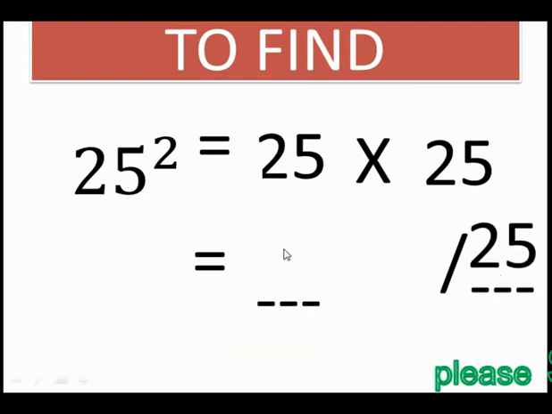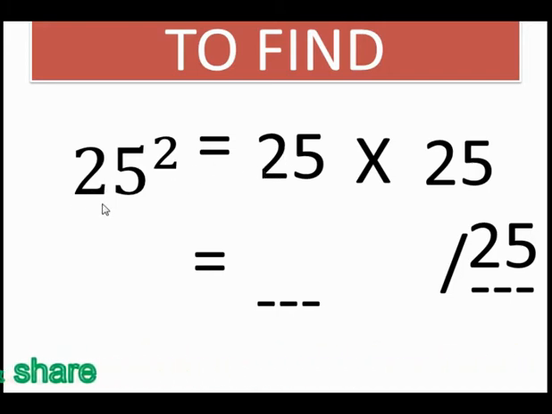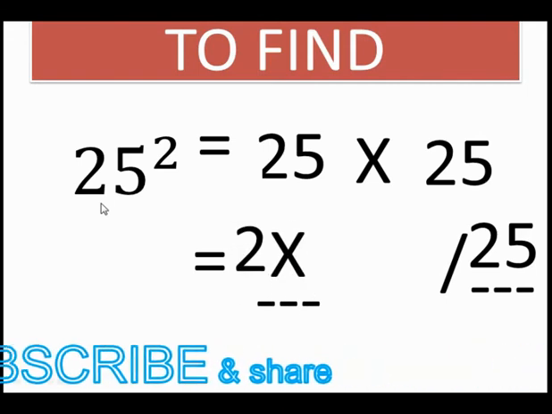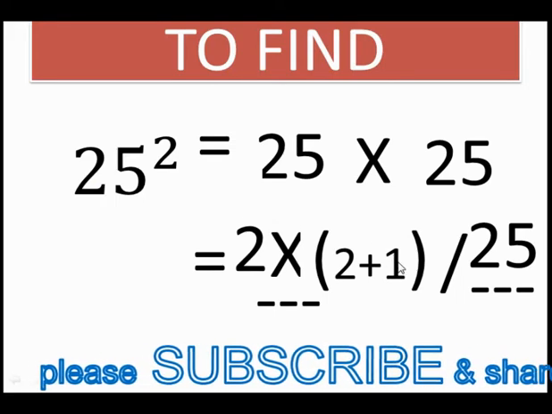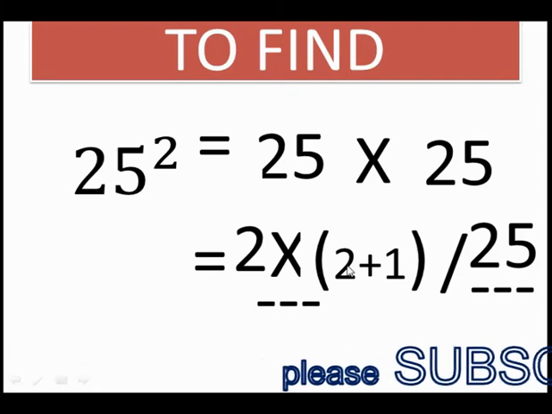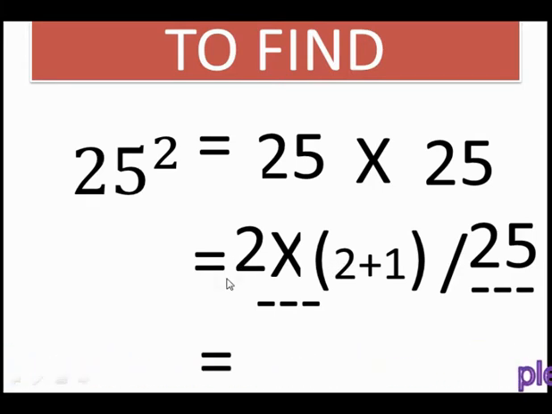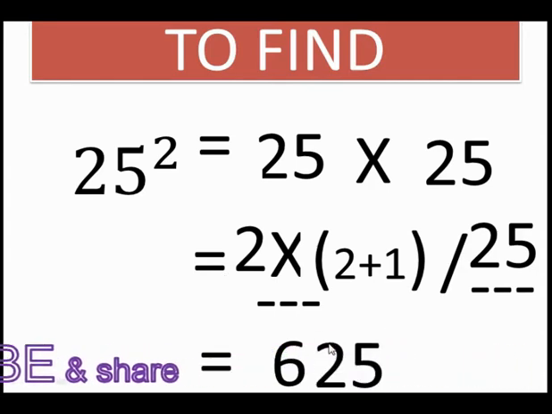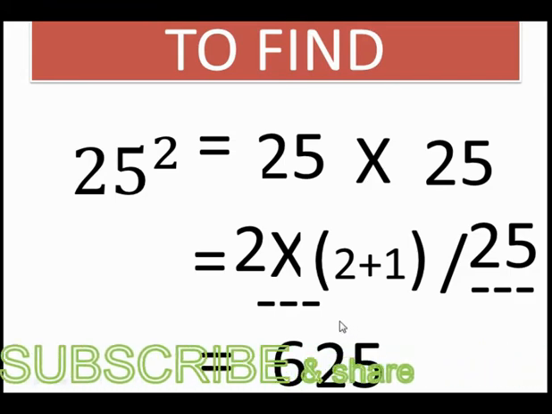For finding the first part, I am going to take the first digit 2 and multiply this 2 with 2 plus 1. I take 1 and add it to this number, that is 2 plus 1. We know 2 plus 1 is 3. 3 multiplied by 2 is 6. This is our first part. The last part is 25. So you will get 625 as the answer.